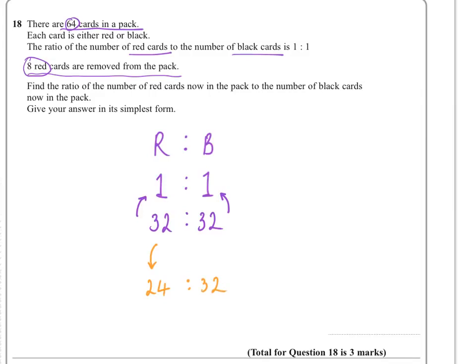And all we need to do is just cancel that ratio down into its simplest form. So we can halve both sides and get 12 to 16, halve again and get 6 to 8, and then finally halve again and get 3 to 4. And that's all that's really involved in that question. So it's a bit of common sense, but it is trying to read the question carefully, especially seeing where it says simplest form.